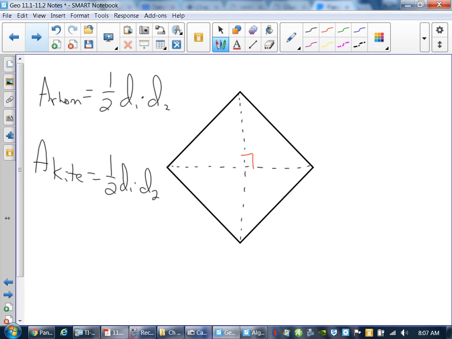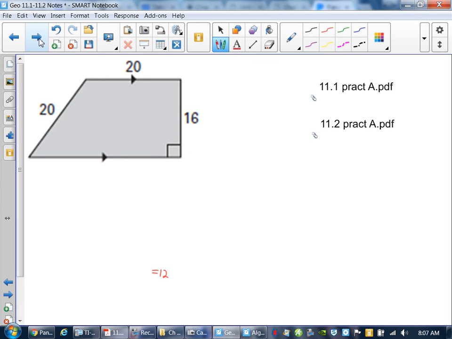I think that's all of them. Yep, there's the kite. So we get to do stuff like this. We need to find the area of that object.